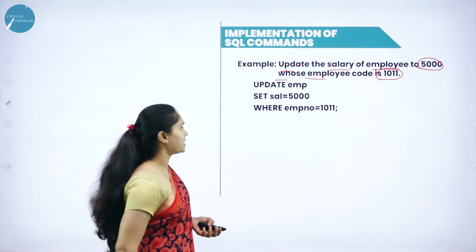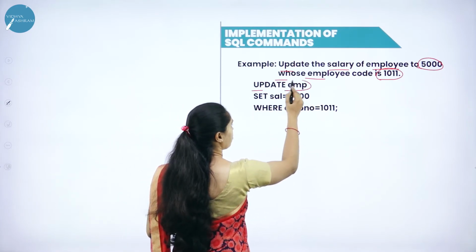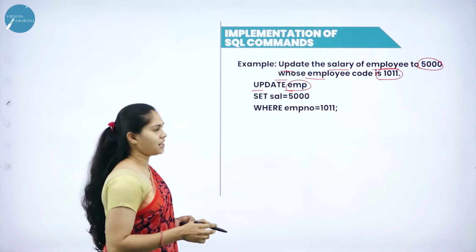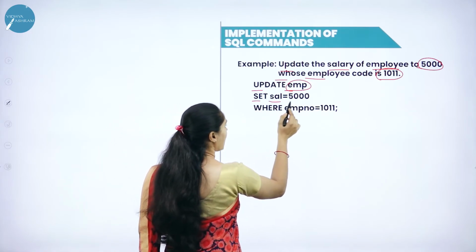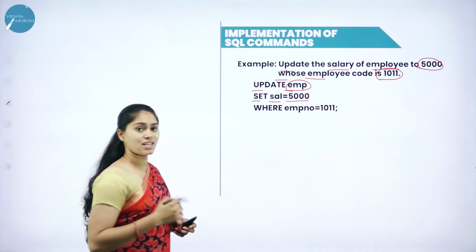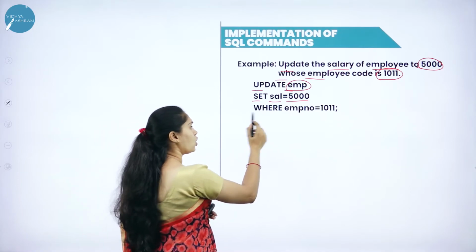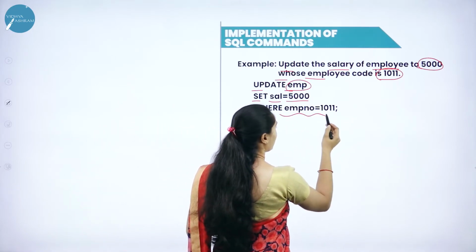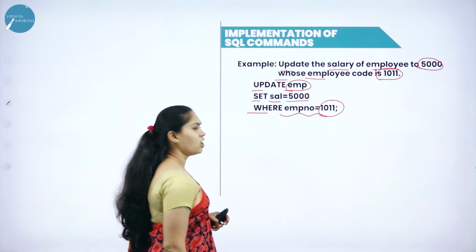How are we going to do that then? Update EMP. What is this EMP? It is a table name, right? So EMP set sal is equal to 5,000. We are setting the salary as 5,000 where employee number or employee code is 1011.